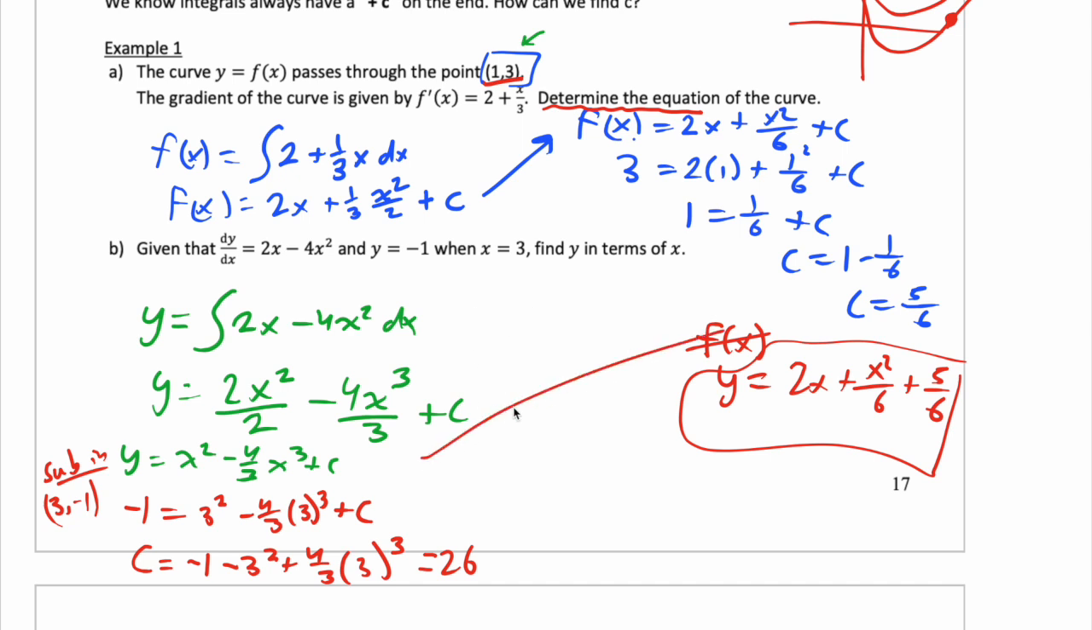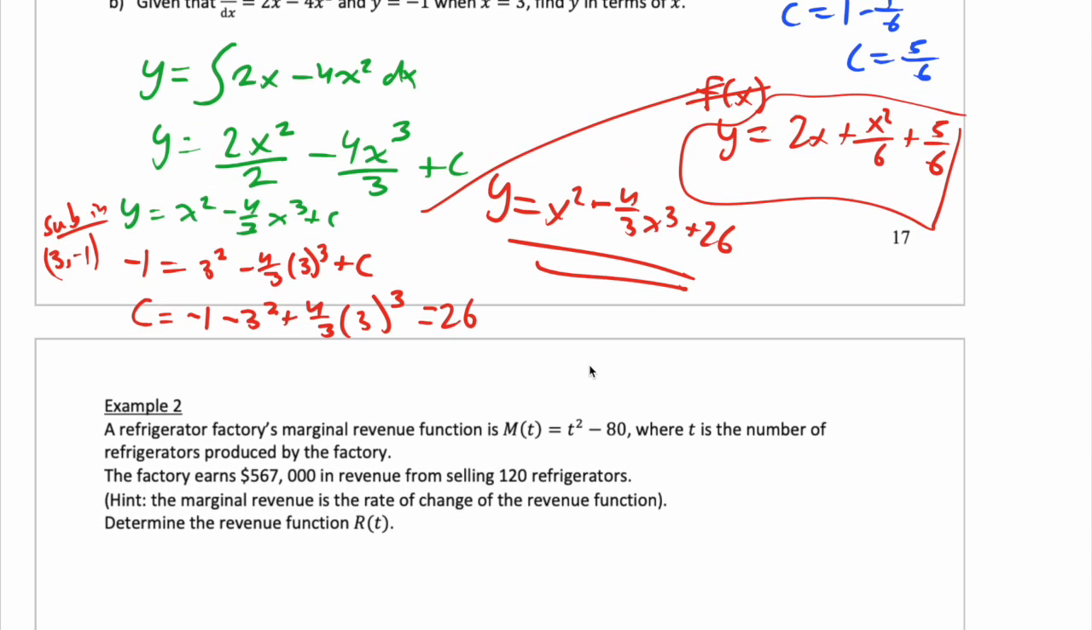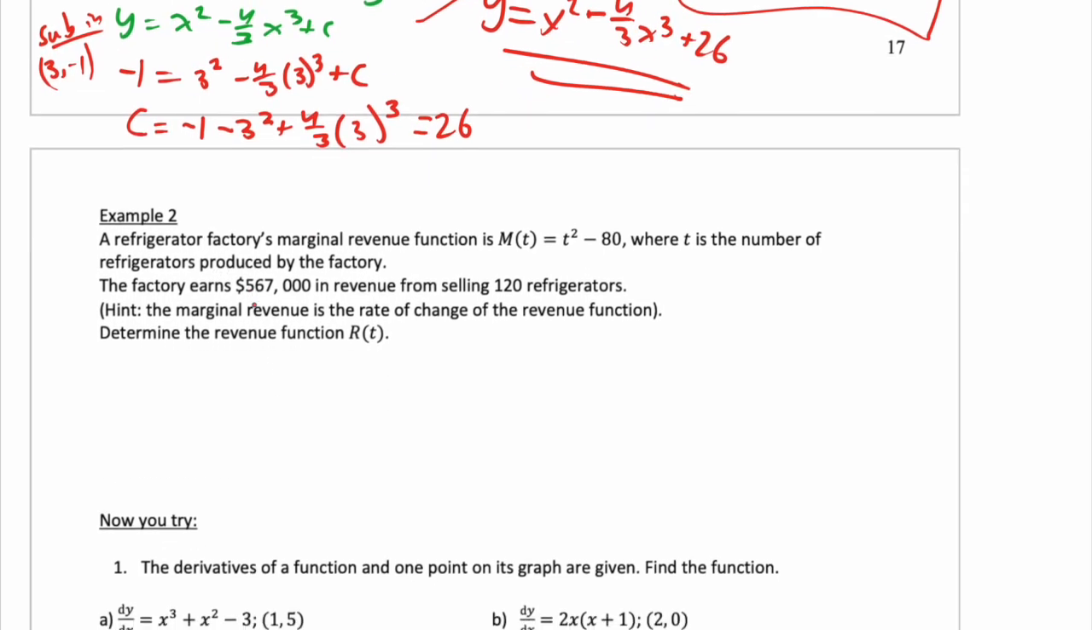Did we answer the question? The question asks you to write the equation, so write out the equation now. X squared minus 4/3 x cubed plus 26. Okay, let's look at some more context here, contextual questions.